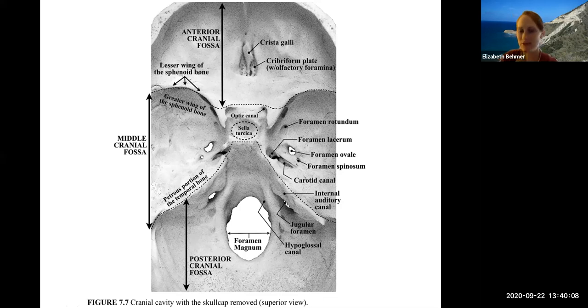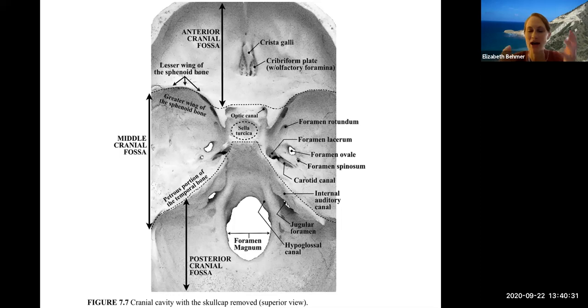Questions on these foramen? This is such a bummer. If we were in person, I would be walking around to your tables, pointing. It's just easier to learn these on a model. So I'd encourage you guys to look at an atlas, look at the PowerPoint, do the virtual lab to have a good handle on these holes and foramen.